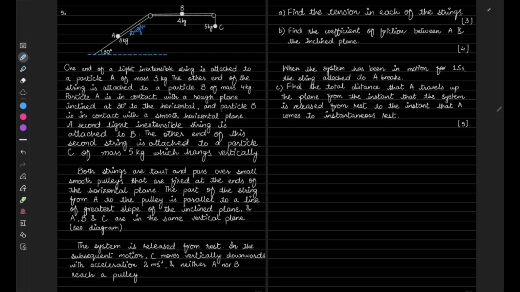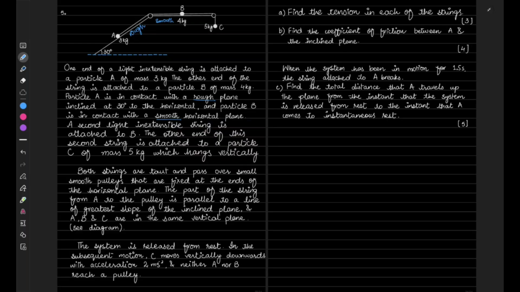Okay, then they say inclined at 30 degrees, that is already mentioned on the diagram, to the horizontal, and the particle B is in contact with a smooth horizontal plane. This part is smooth. Okay, what is the difference between rough and smooth? Where the surface is rough, that means that you have a coefficient of friction and frictional force over there.